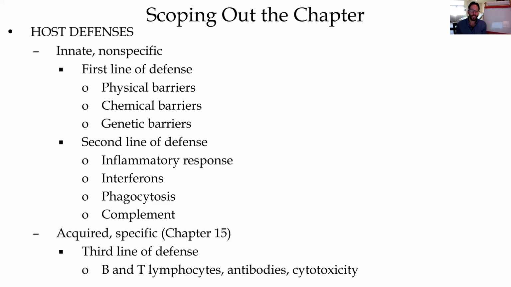And then the third line is going to be your acquired immune response that we'll talk about on Friday. Your B cells, your T cells, antibodies that specifically bind to microbes and then cause cytotoxicity with your T cells. Okay?